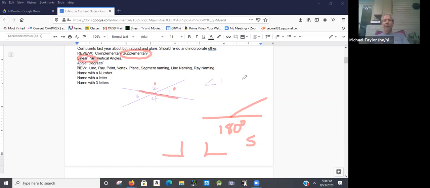Whereas if I have two angles, so right angle, right?